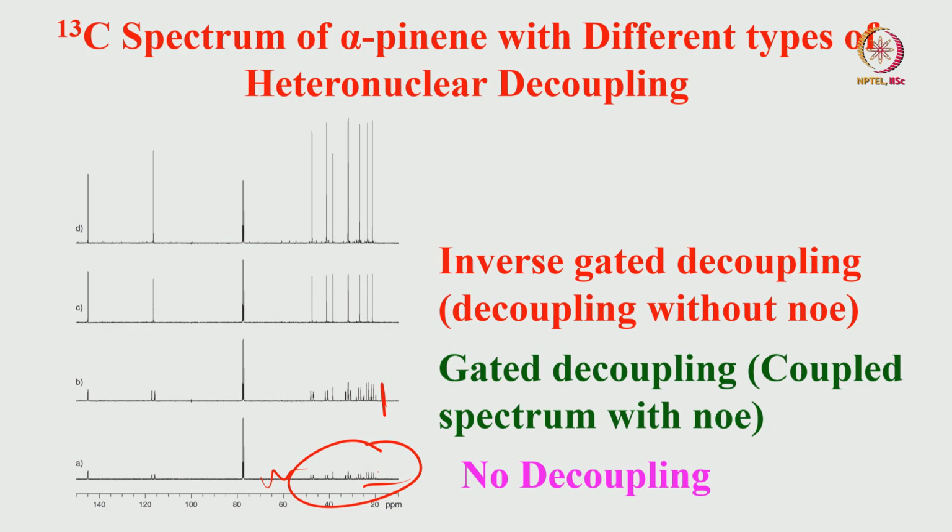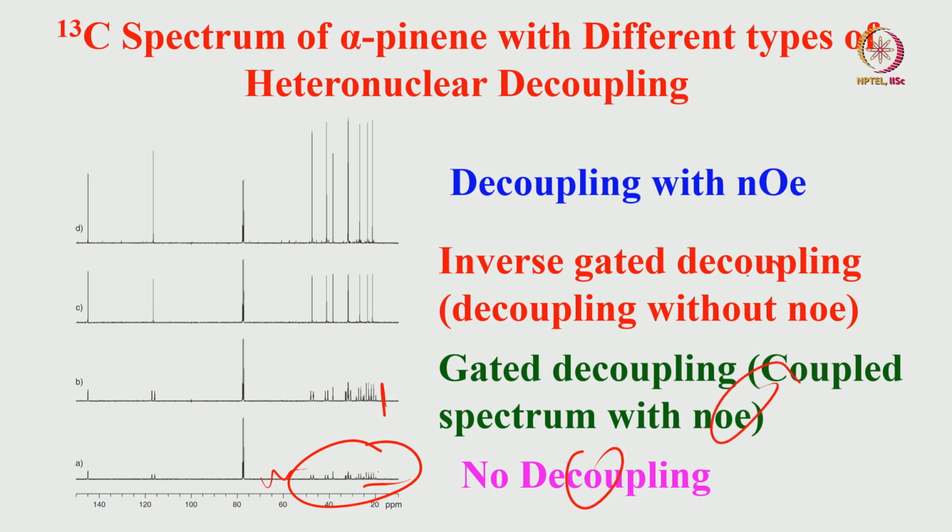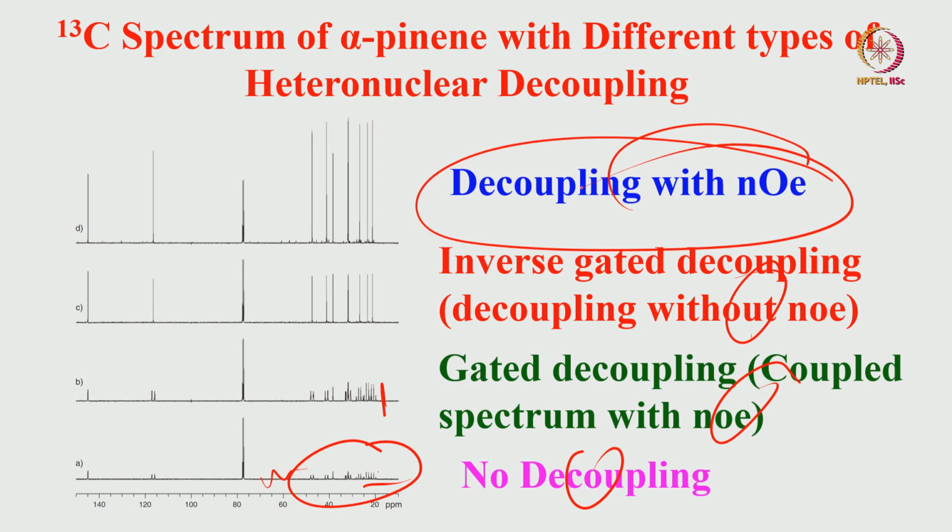Go further, this is inverse gated decoupling, decoupling without NOE. I am decoupling here but no NOE, and the last experiment is decoupling with NOE. Fantastic, there are 4 possibilities: no decoupling, coupled with NOE, decoupling without NOE, and decoupling with NOE. And decoupling with NOE is the real spectrum. Compare this and this, all multiplicities are broken here, and we are going to get a singlet for each carbon. Plus look at the enhancement in the intensity, huge intensity is there.